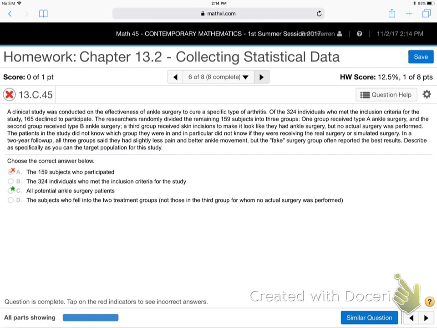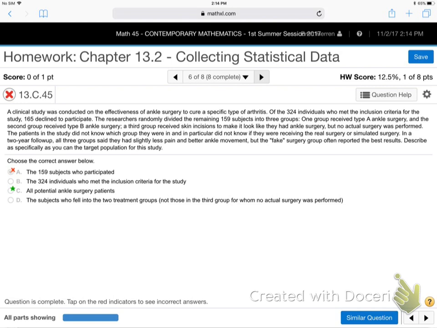The patients in the study did not know which group they were in, and in particular did not know if they were receiving the real surgery or simulated surgery. How would you like to have simulated surgery? In a 2-year follow-up, all 3 groups said they had slightly less pain and better ankle movement. But the fake surgery group often reported the best results. Describe the study. All right.